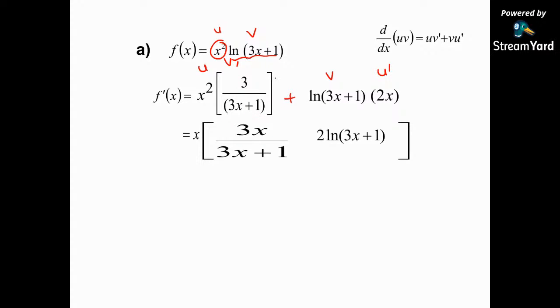Do you guys know how? So we got ln of something, right? So differentiating ln of something, it will become 1 over something and then differentiate that function. Okay, so 1 over 3x plus 1, differentiating 3x plus 1, that is how we end up with 3. And then plus ln 3x plus 1 and then differentiating x squared, so that is how we get 2x. Okay, so if you factorize the x, you are going to get x times 3x over 3x plus 1 plus 2 ln 3x plus 1. Okay, so done with A.